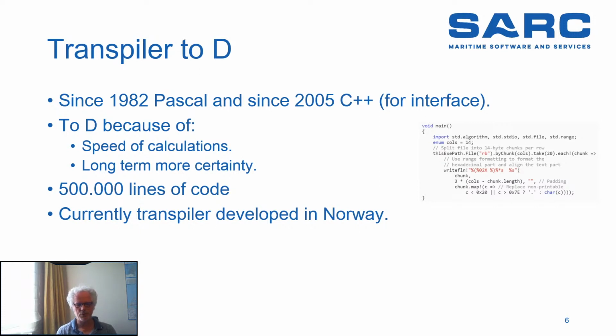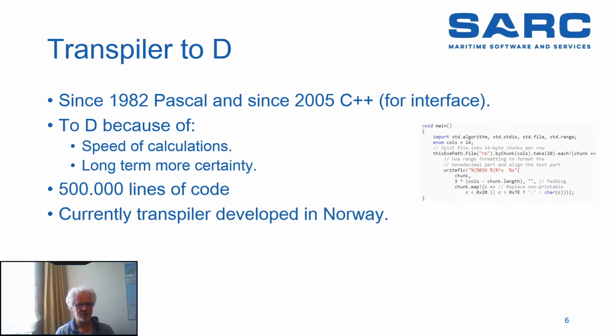It will give more long-term certainty because the number of Pascal compilers is, well, growing thin, and D will likely be a bit quicker than Pascal implementations, and there is a large user group supporting D, and it's a decent language. And one of the benefits we found is that we can actually implement a transpiler, which is a translator for code. It's not that easy.